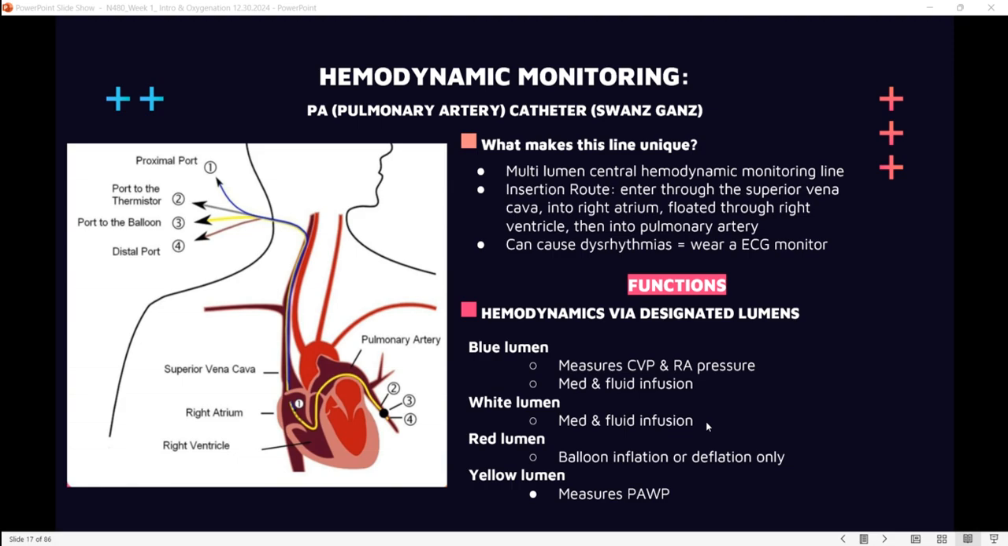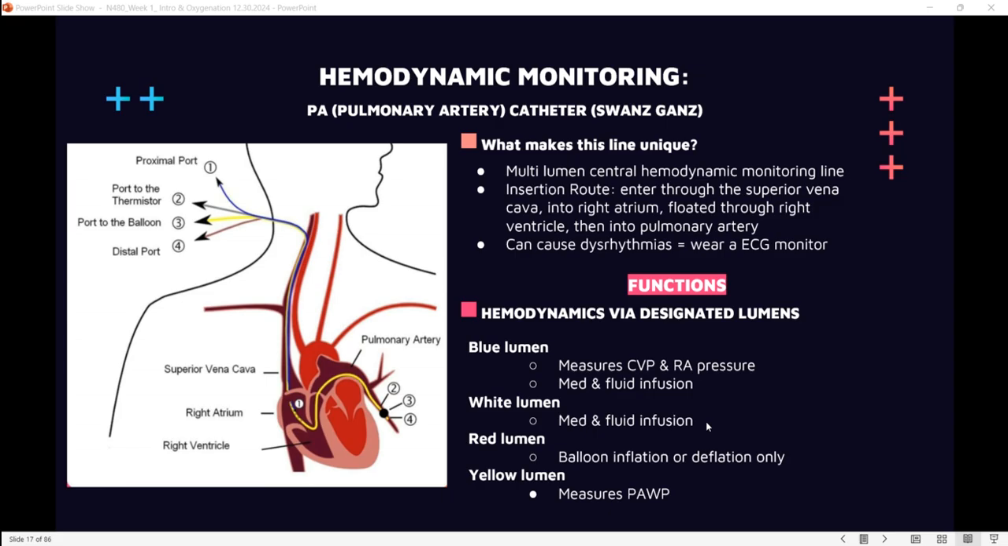Okay, so we'll talk about PAWP in just a moment, but let's go back over our lumens. Blue lumen is used to measure two pressures, CVP and right atrial pressure, and can be used for meds and fluids. White lumen, only used for meds and fluids. Red lumen, red balloon. And then the yellow lumen is going to help us measure PAWP.